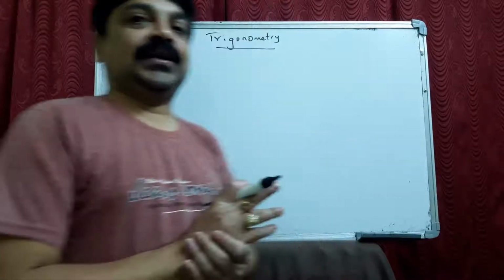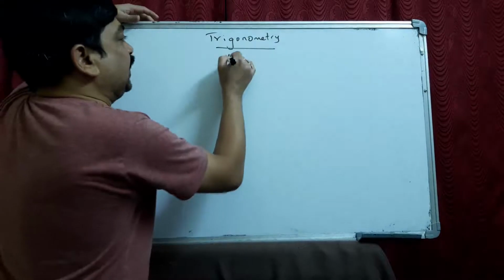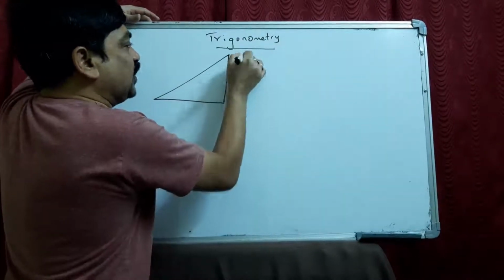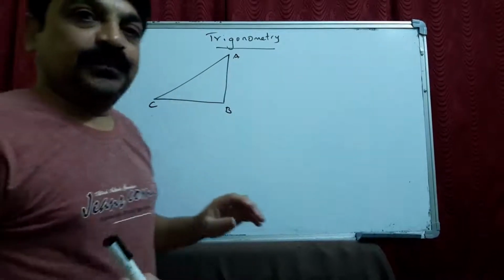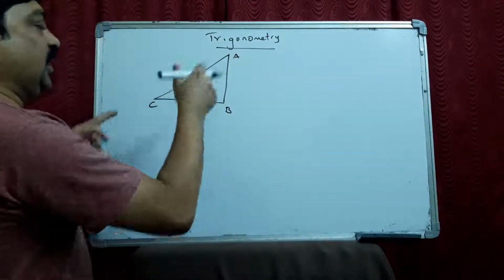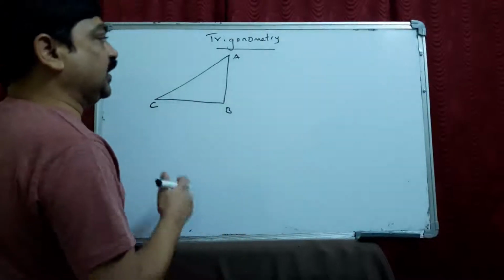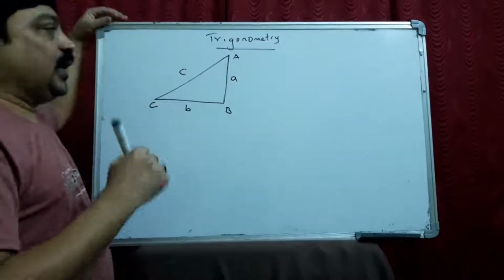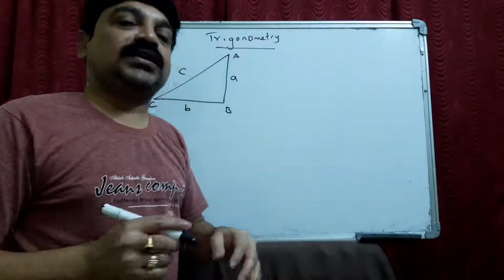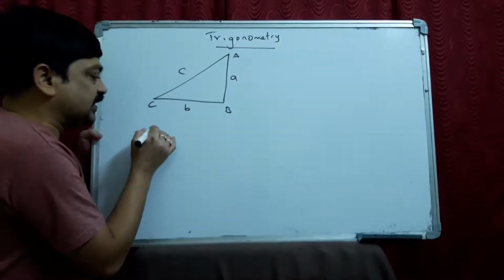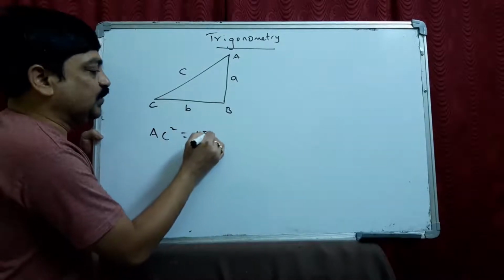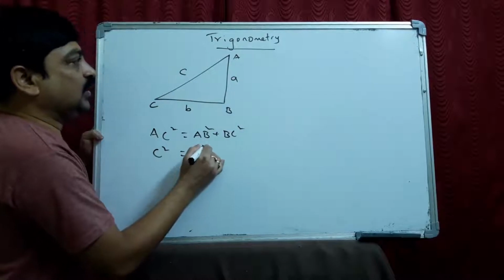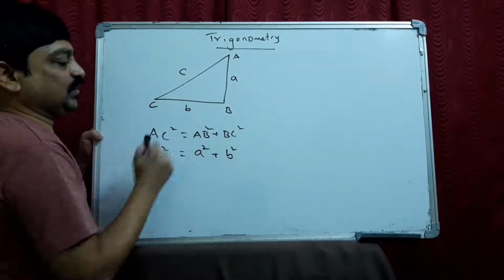In a right angle triangle, what concept do we use generally? We take the concept of Pythagoras Theorem. That means if you know any two sides of a triangle, if it is A, B and C, you can find out the other side using Pythagoras Theorem. What does Pythagoras Theorem say? AC square equals AB square plus BC square. That means C square is equal to A square plus B square.